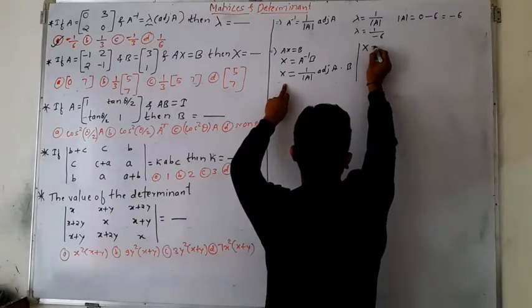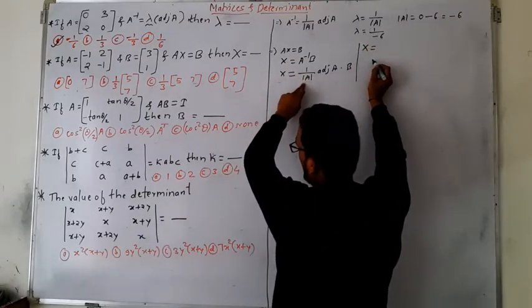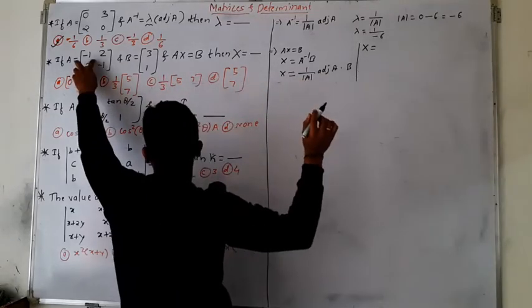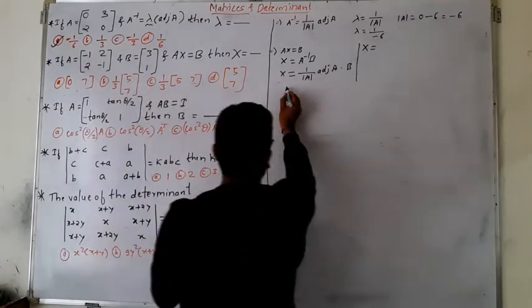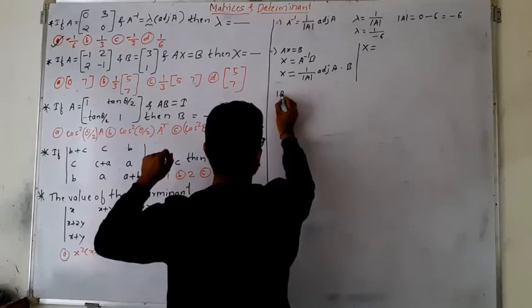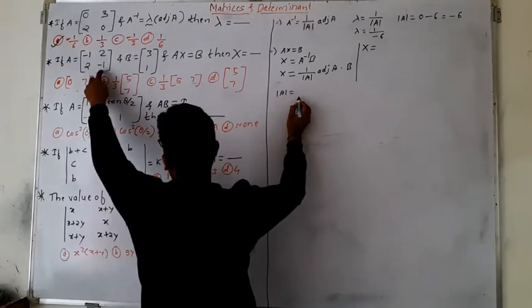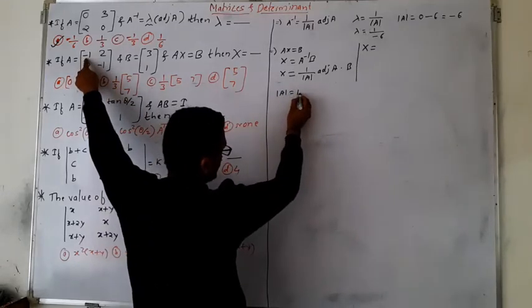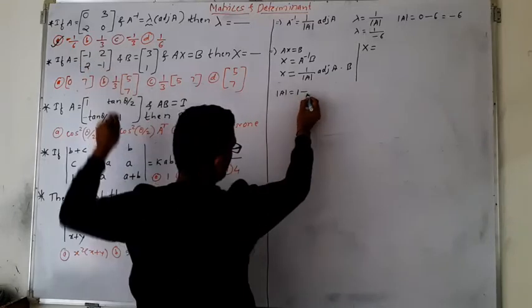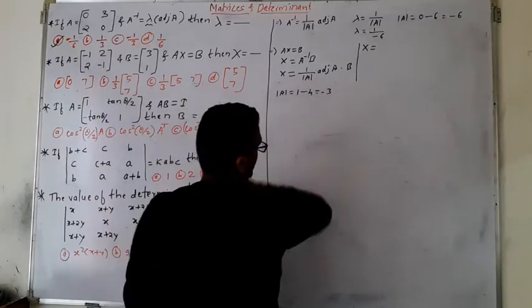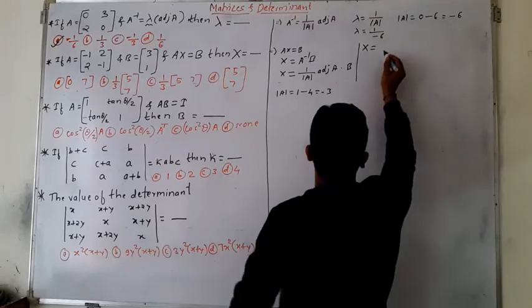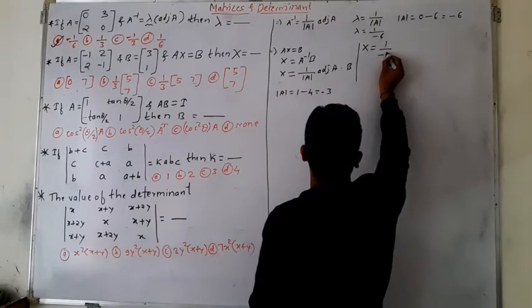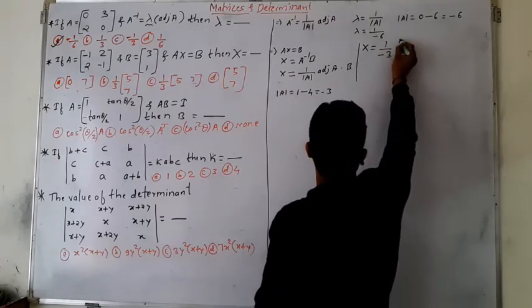So X is equal to 1 divided by determinant A. A is this matrix. Its determinant value will be: determinant of A is equal to minus 1 into minus 1 is plus 1, minus 2 twos are 4. So the answer is minus 3. Therefore X is equal to 1 divided by minus 3 into adjoint of A.